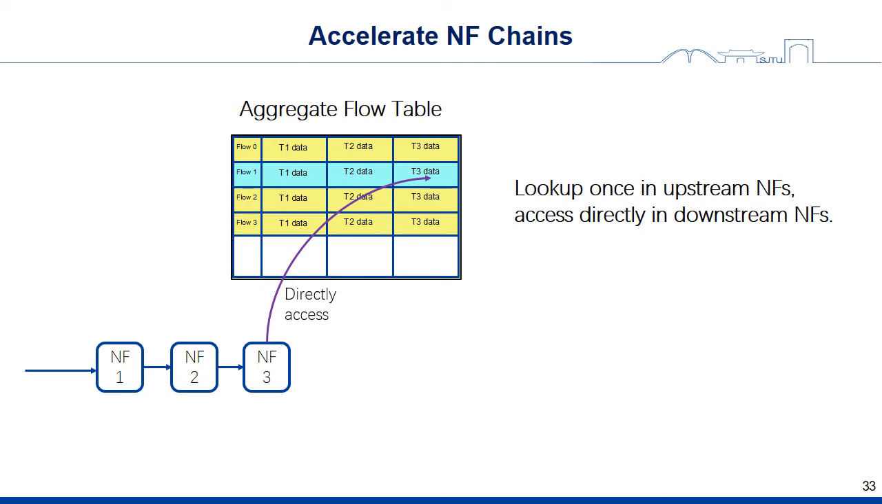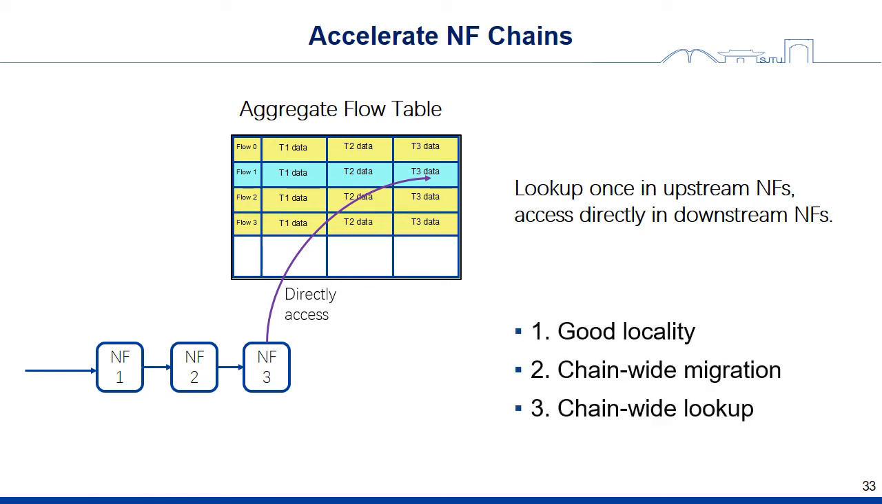This brings several advantages. The structure provides good locality. State of the same flow is stored contiguously. And this also benefits state migration. With one RDMA read, we can migrate multiple states. The lookup and state migration can be performed in a chain-wide fashion.